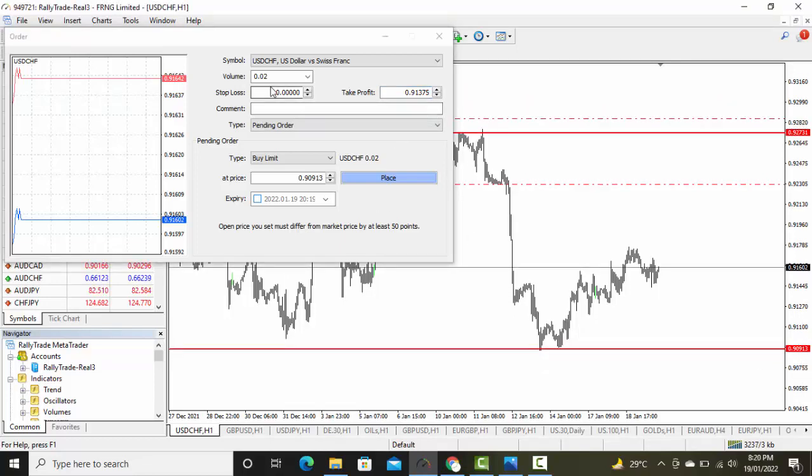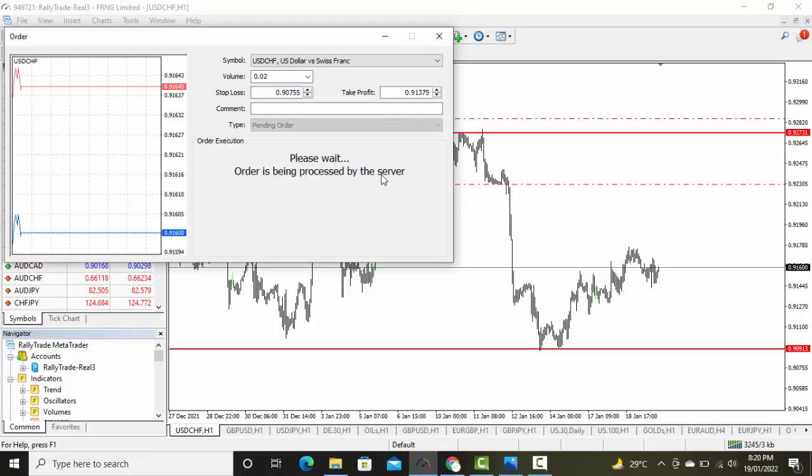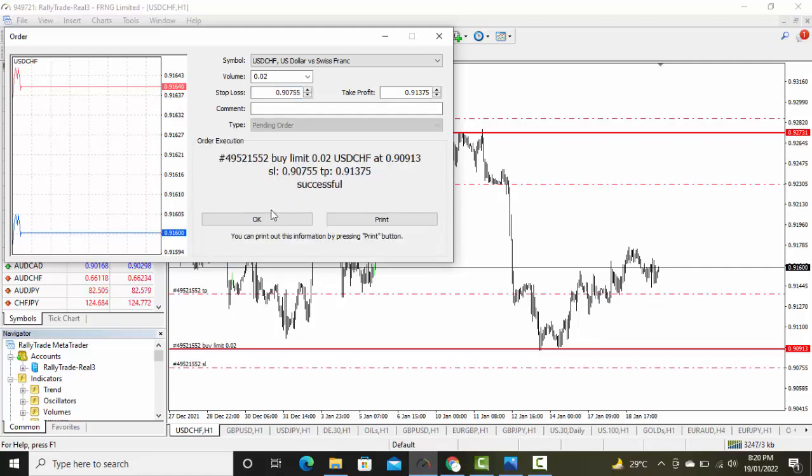So I can use 0.90755 as my stop loss. In case this zone fails to reject price, then it gets to stop me out at this particular stop loss level, which I've added. So I click on place. So I've added that other trade too.